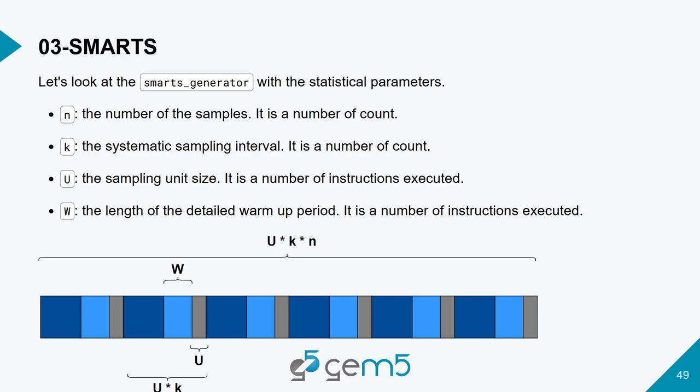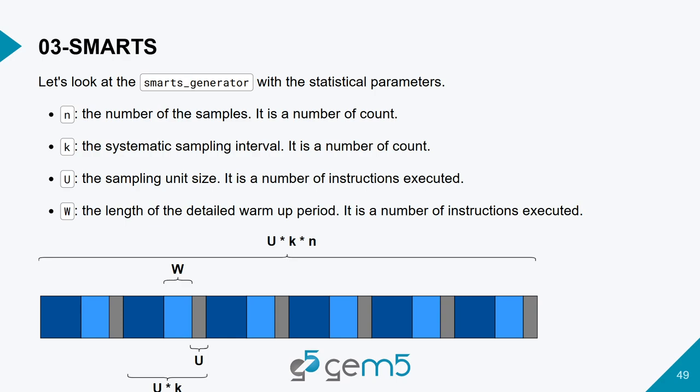Then the dark blue is where we do all the fast forwarding. So we don't record any statistics there. We just fast forward to the next point. So any questions?